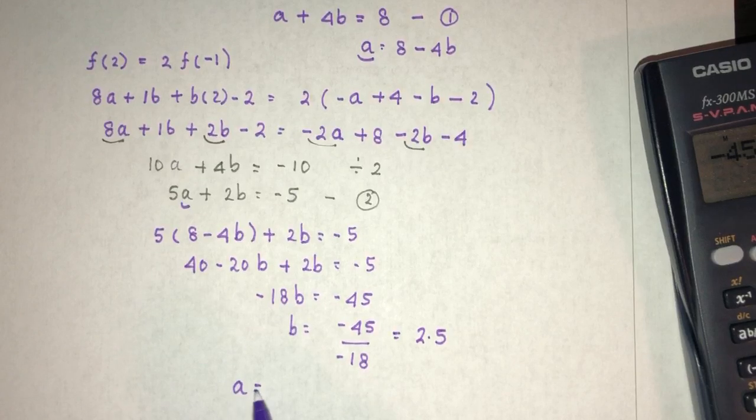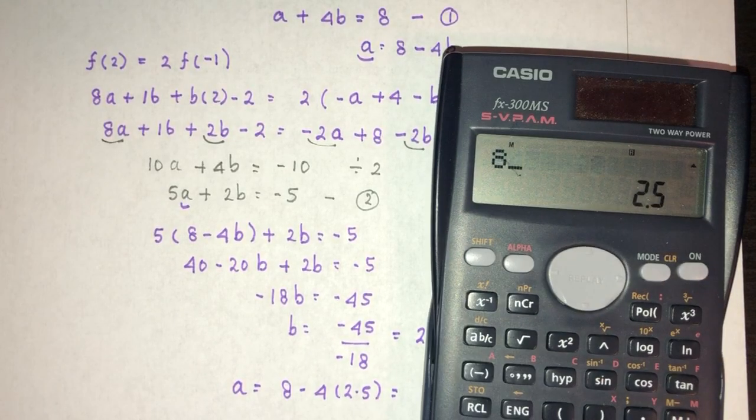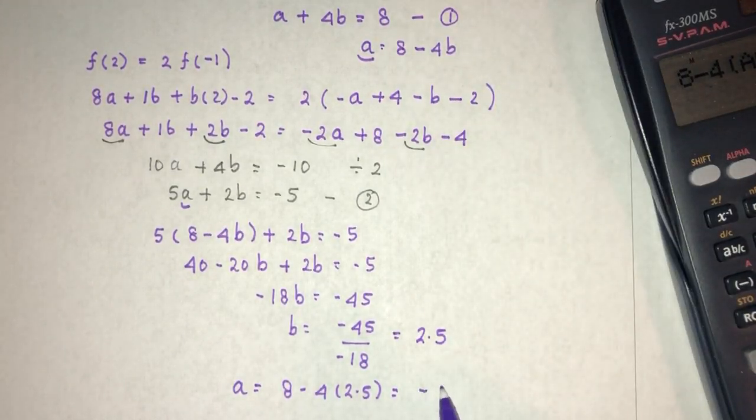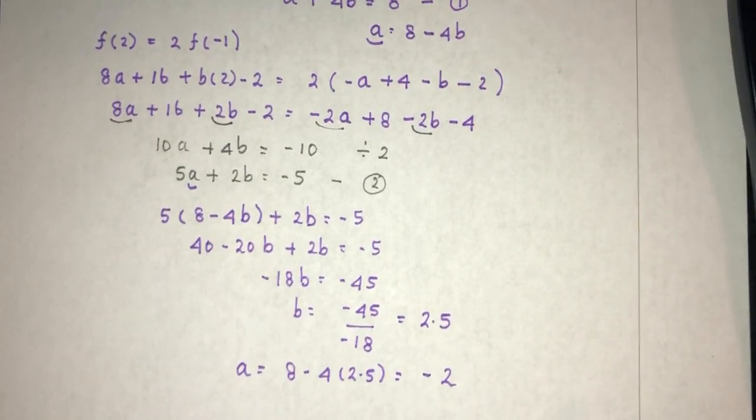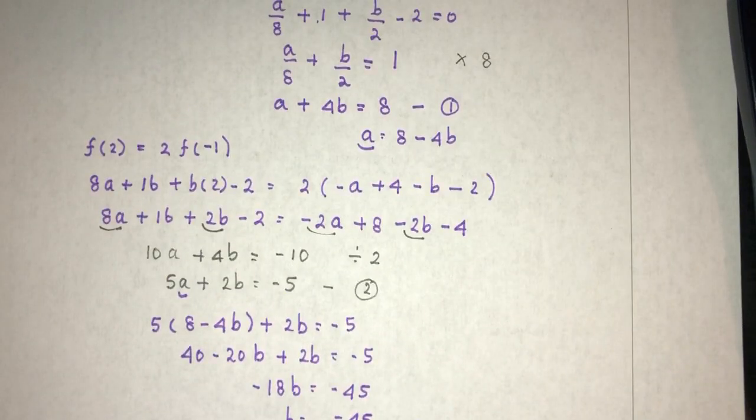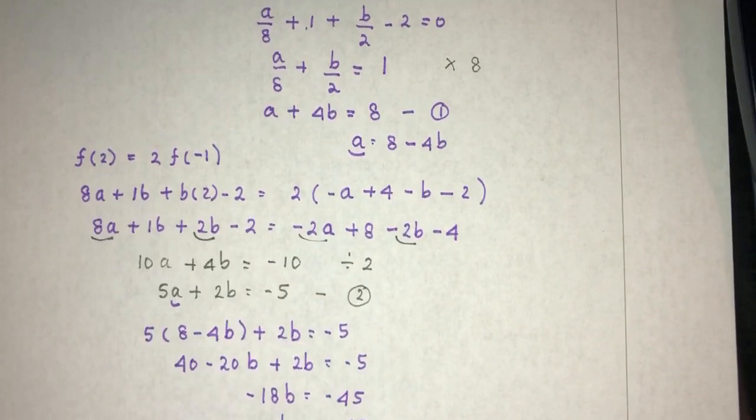Now the value of a will be 8 minus 4 times 2.5. That will be what? Minus 2. So a will be minus 2 and b will be 2.5 for this question. Now again, as I explained, this question can be pretty tricky for the expansion and everything. If you guys see any mistake, let me know in the comments. Also comment the right answer so others can know as well. That will be question number 6.